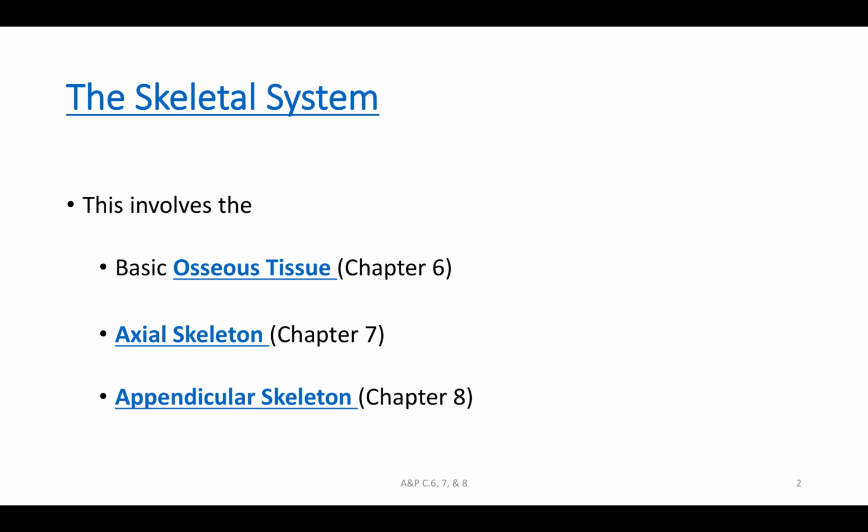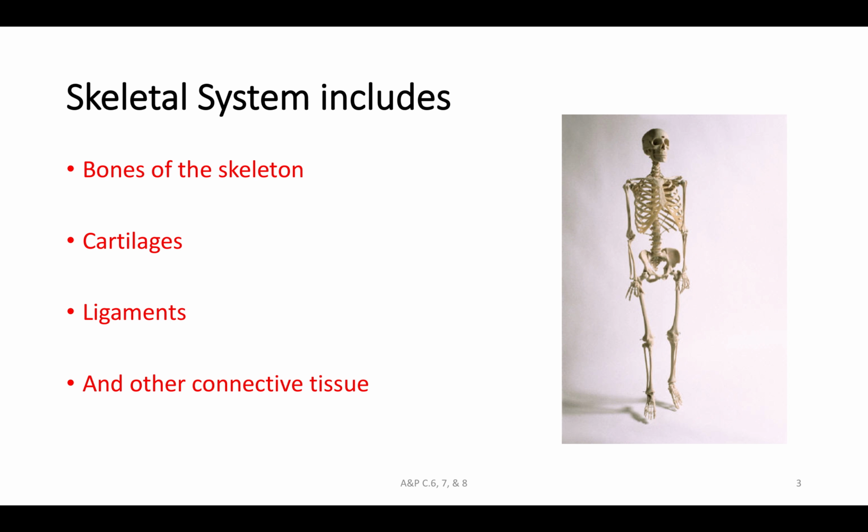We really focused on osseous tissue, and then we went into what bones belong to the axial and appendicular skeletons. And remember, your skeletal system does not only include the 206 bones of your skeleton, but it also includes cartilage, ligaments, and other connective tissues.